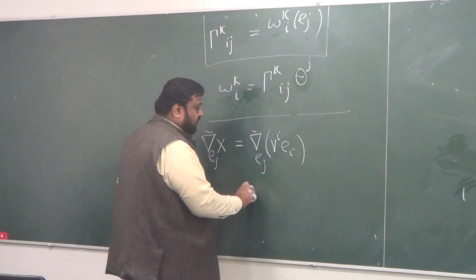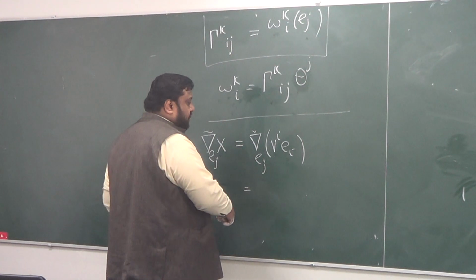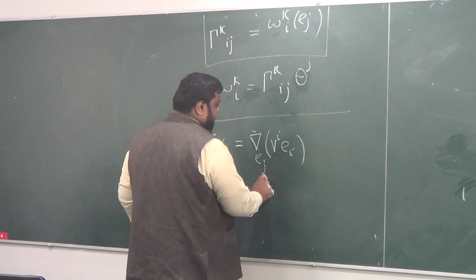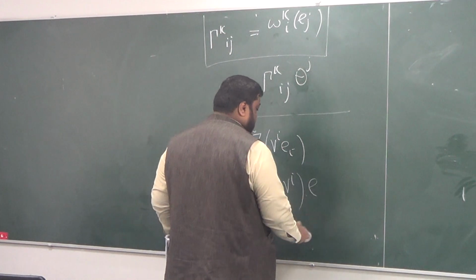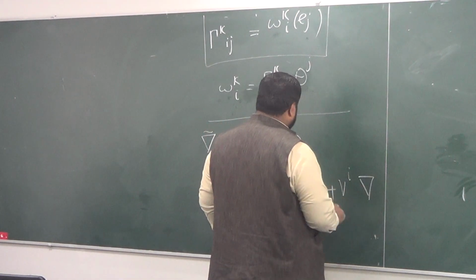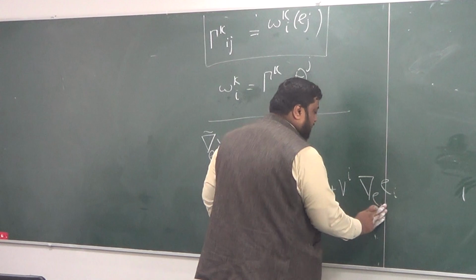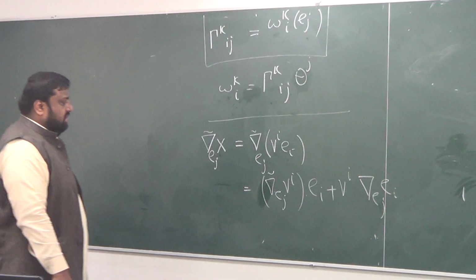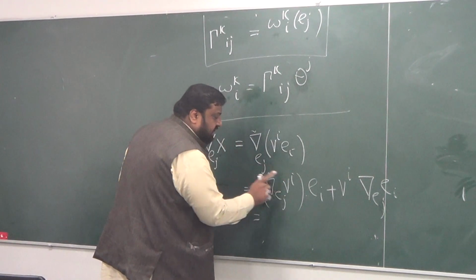So if you can do it, what are you going to get? You have to apply the derivation rule actually. So you're going to get e_j of the scalar field v^i multiplied by e_i, plus v^i and the covariant derivative of e_i in the direction e_j. Always be careful here. Now I have a scalar. So what would be the interpretation of these guys?